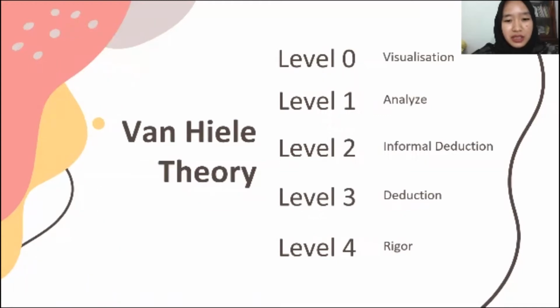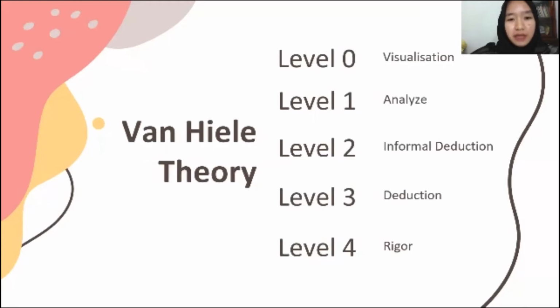Besides Newman's theory to analyze student error in answering questions, it is also important to know the student's geometric thinking level. The method used is Van Hiele theory, which allows us to know at what level a student's understanding of geometry is. Van Hiele theory divides understanding in geometry into 5 different levels, namely Level 0, visualization. Level 1, analysis. Level 2, informal deduction. Level 3, deduction. Level 4, rigor.